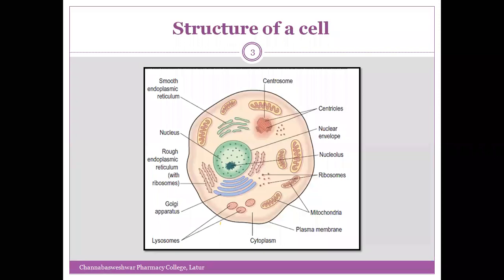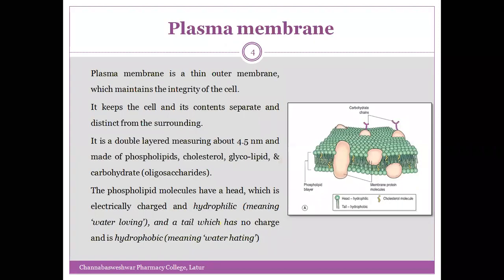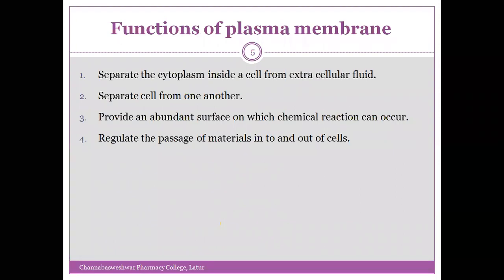And in the last lecture, I discussed the plasma membrane, which is made up of a phospholipid bilayer. The phospholipids consist of a hydrophilic head, hydrophilic meaning water loving, easily soluble in water, and a hydrophobic tail, that is water hating, which is not soluble in water. Okay, so this is about the plasma membrane.